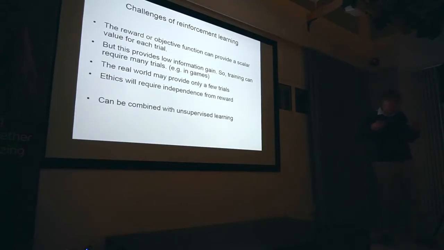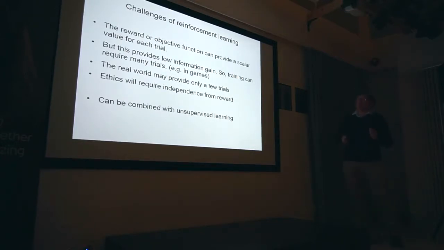Reinforcement learning is somewhere between unsupervised learning and supervised learning. In reinforcement learning, you have a reward value that tells you how good your prediction is. The problem with that is it can give you very low information compared to, let's say, supervised learning. So it can take many, many trials. And the real world does not really provide that many trials.